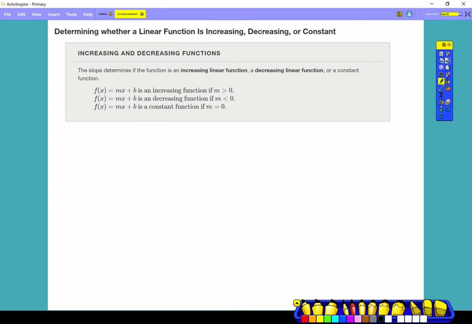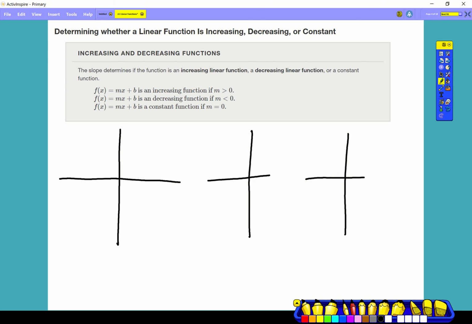Now, determining whether a linear function is increasing, decreasing, or constant. Remember, our slope is our rate of change, so that's our rise over our run. If our slope is greater than 0, that means we have a positive slope, so we're going to be increasing as we move from negative infinity to infinity.